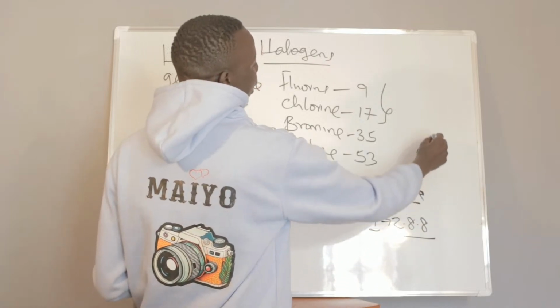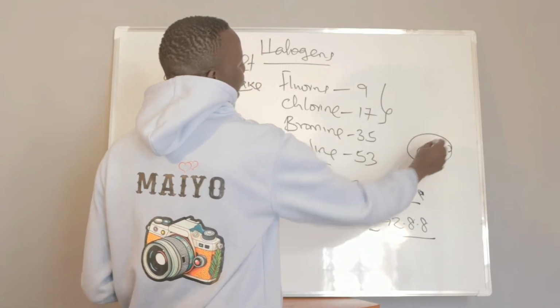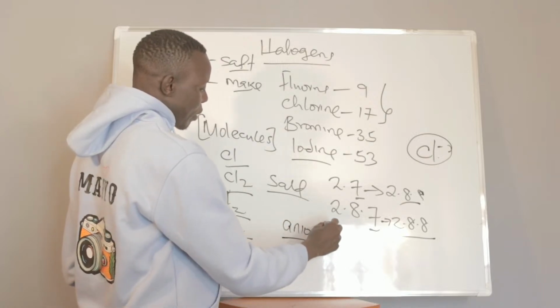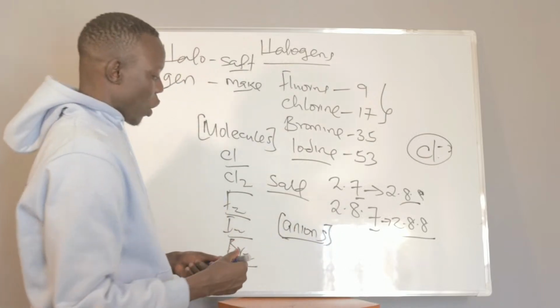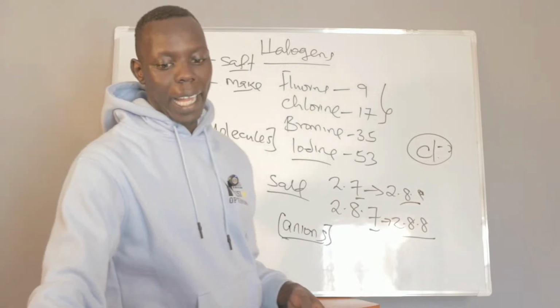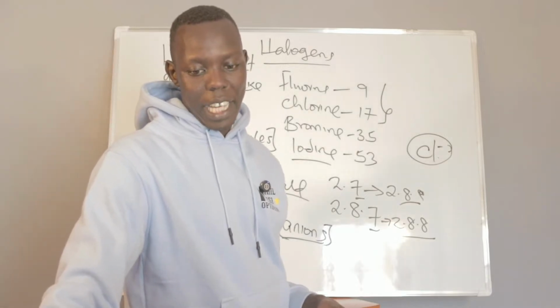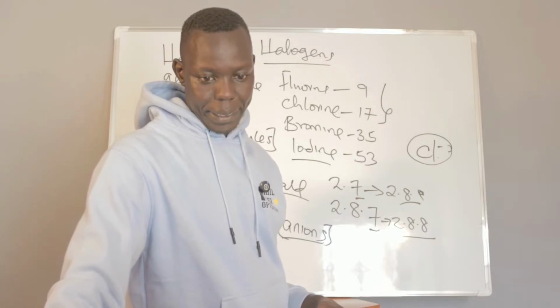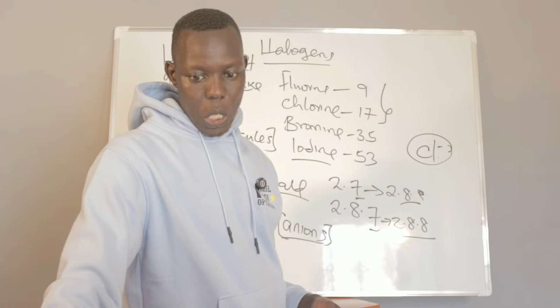So they form what we call anions. You know what anions means? Anions means negatively charged ion. The opposite of anions is what we call cation, positively charged ions. Are you following? Yes.